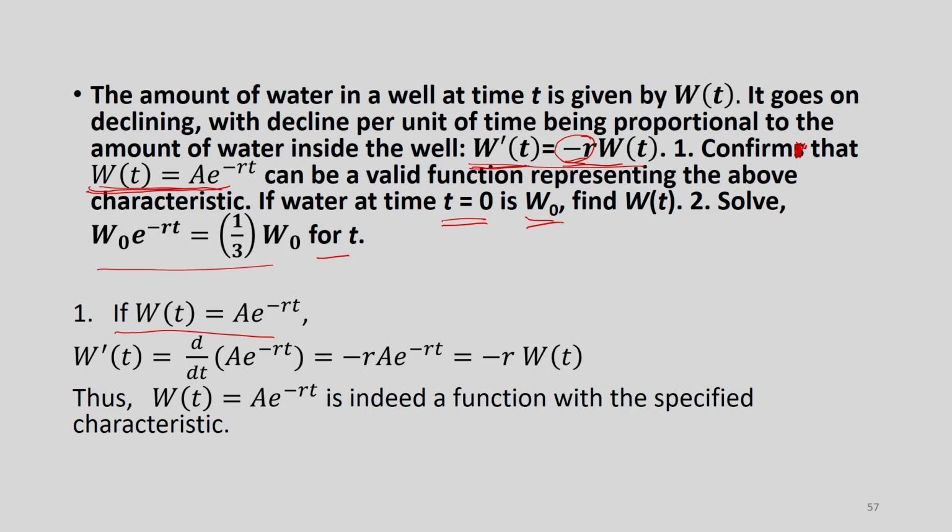So, to ascertain whether this particular function is following this characteristic, we have to first find out what is W'(t), that is the left hand side. That is easily found out, d/dt of W(t), and that is giving me minus R multiplied by A e to the power minus Rt, and A e to the power minus Rt is nothing but W(t). So, actually you are getting W'(t) is equal to minus R multiplied by W(t), and that is given in the question, right. So, that characteristic is maintained. Therefore, W(t) is equal to A e to the power minus Rt is indeed a function with the specified characteristic. So, we have confirmed that.